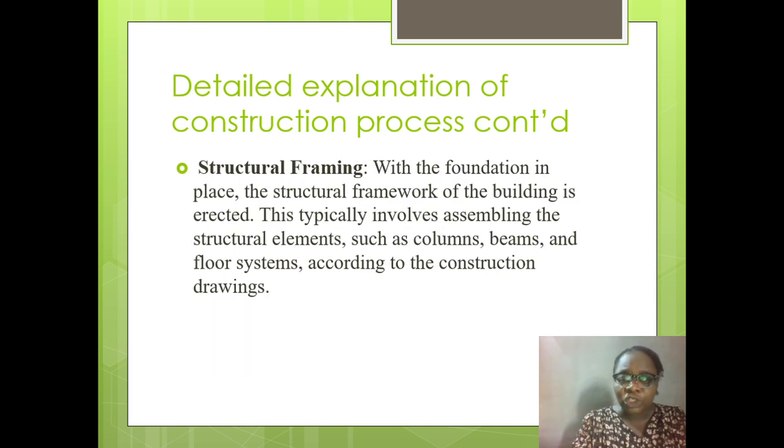The next stage is structural framing. With the foundation in place, the structural framework of the building is erected. This typically involves assembling the structural elements such as columns, beams, and floor systems according to the construction drawings.